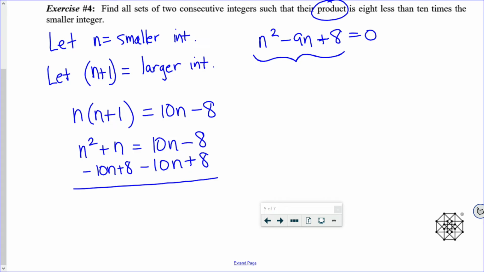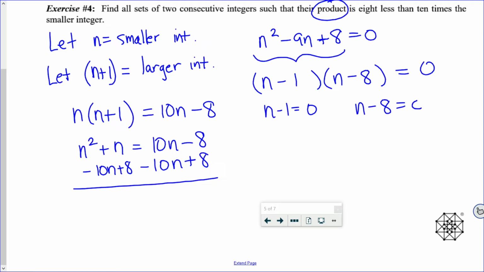I now need to factor this trinomial. This one's a little bit weird. I'm looking for two numbers that have a product of positive 8 and a sum of negative 9. And those would be negative 1 and negative 8. Solving this, n minus 1 is equal to 0, and n minus 8 is equal to 0. Add 1 to both sides, and I'll get n is equal to 1. Add 8 to both sides, and I'll get n is equal to 8.